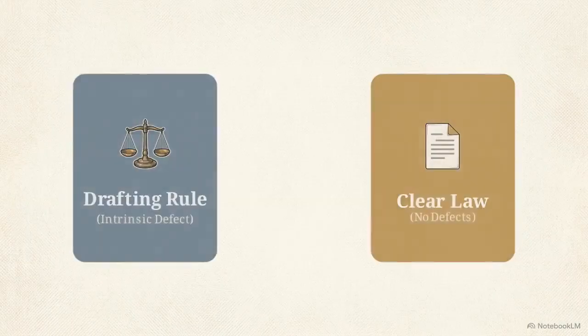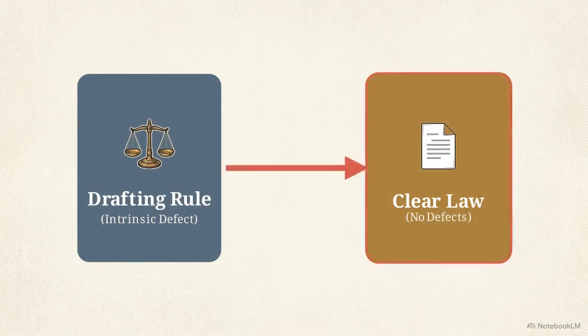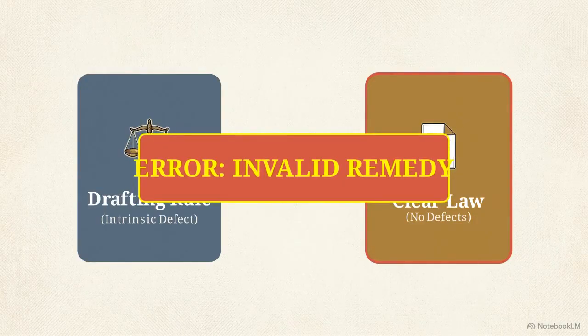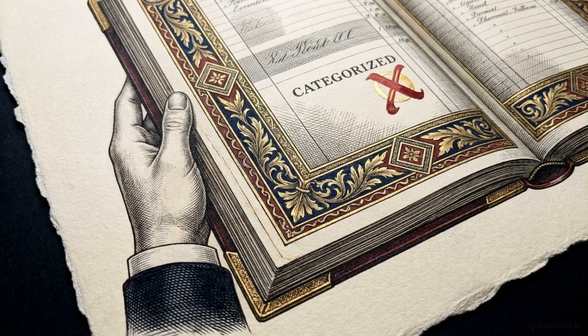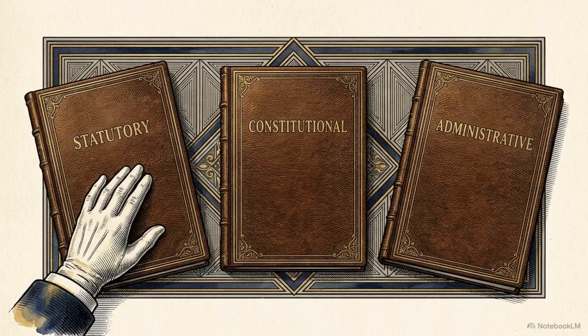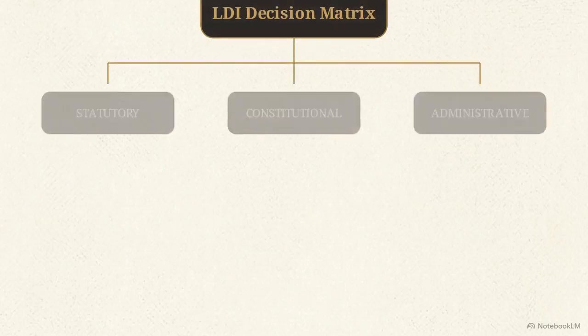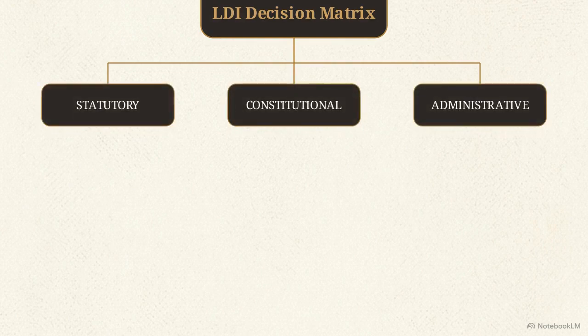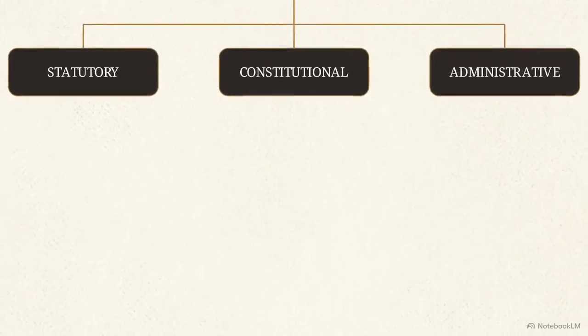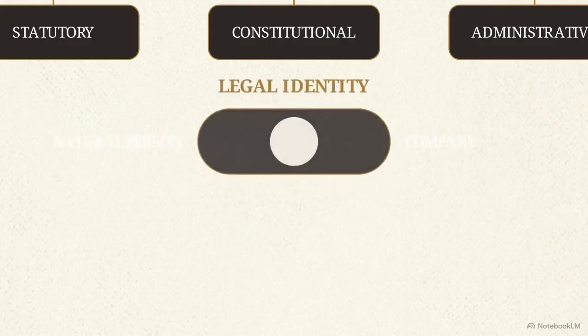Applying a rule meant for a drafting defect to a clear law produces a remedy that has no basis in the legislation. Identifying the exact nature of the ambiguity is the mandatory triage step. You must categorize the problem before you apply a single legal test or maxim. This triage process drives the LDI decision matrix, a master logic tree dividing analysis into statutory, constitutional, and administrative pathways.